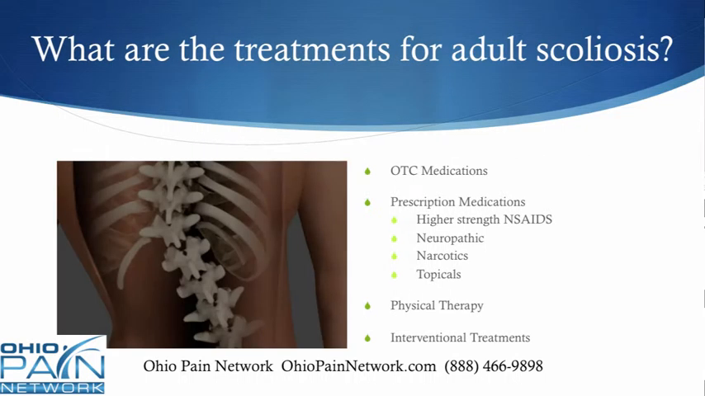Treatments for adult scoliosis, first and foremost, over-the-counter medications, anti-inflammatories and Tylenol. Then, a step up from that is prescription medications, which may include higher strength anti-inflammatories, neuropathic medications such as Neurontin or Lyrica, narcotic medications, and then there's also topical prescription pain creams or patches. Physical therapy can be very beneficial, along with interventional pain procedures.